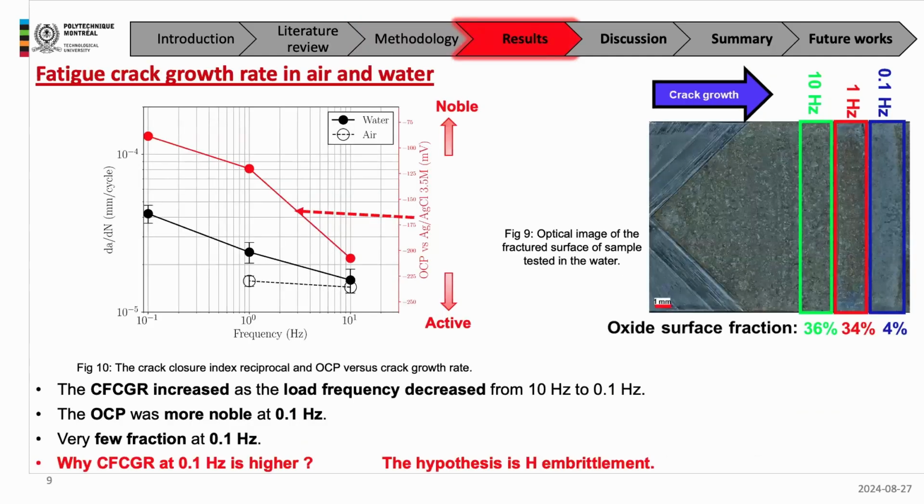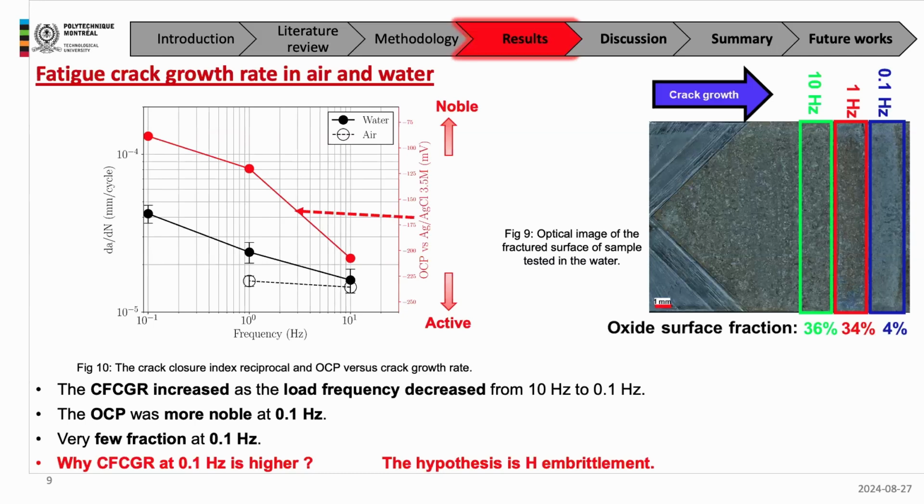So here we have measured all the fatigue crack growth rates in air and water. As you can see, on the main axis we have the fatigue crack growth rate as a function of loading frequency, and on the secondary axis is the open circuit potential that we have measured. What you can observe in this graph is that as we decrease the loading frequency, the fatigue crack growth rate in water, which is the black line, is increasing. And at 0.1 Hertz, we have a significant increment of the fatigue crack growth rate compared to the results in air.